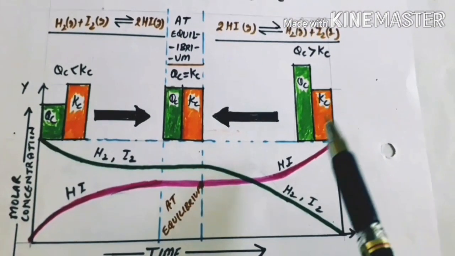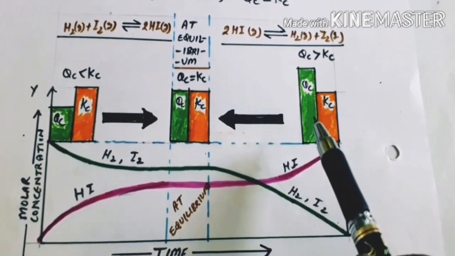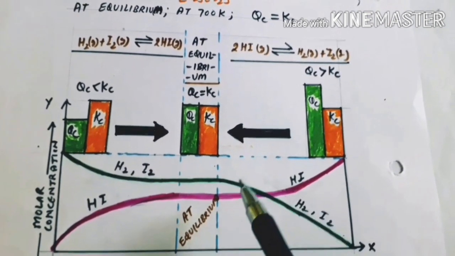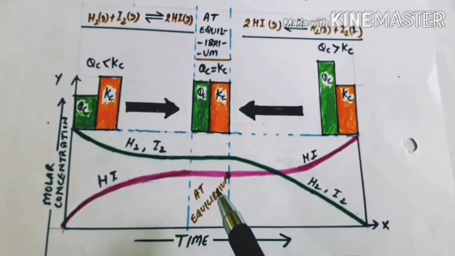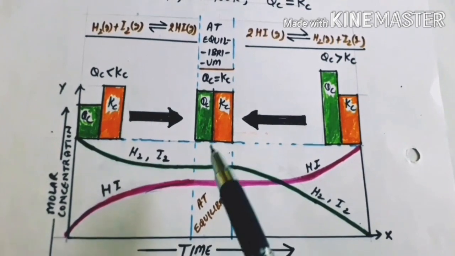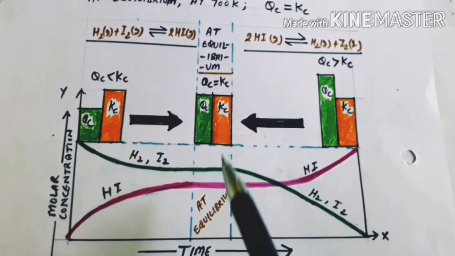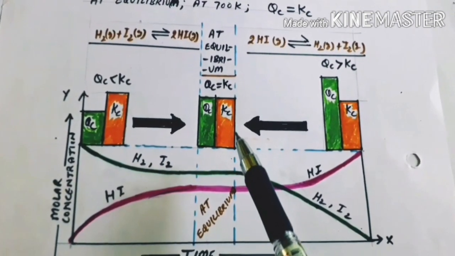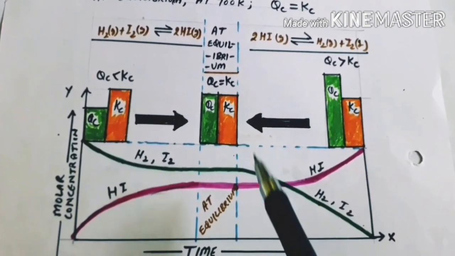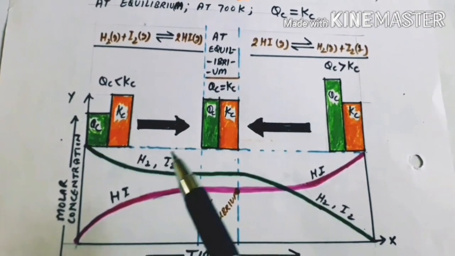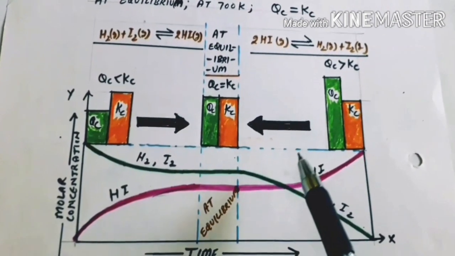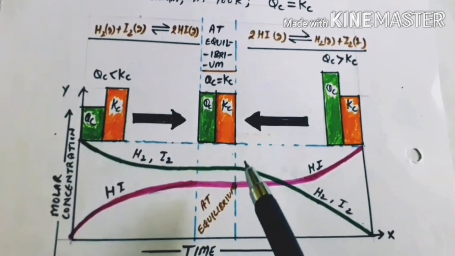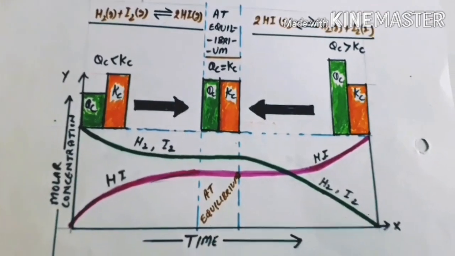In other words, the value of reaction coefficient Qc goes on decreasing as the reaction proceeds in the backward direction, and at dynamic equilibrium the value of reaction coefficient Qc becomes equal to the value of equilibrium constant Kc at a particular temperature. Hence, by knowing the concentrations of reactants and the products in the reaction mixture, we can predict the direction of the reversible reaction at a particular temperature.